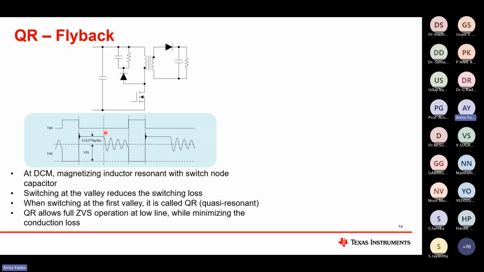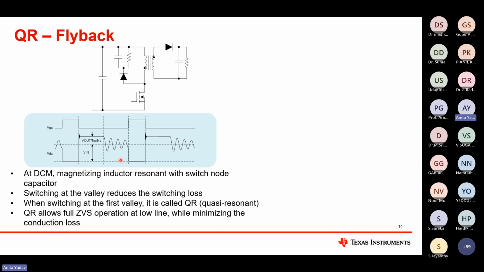At DCM, at this point, the magnetizing inductor resonates with the switch node cap. Basically, talking about this valley, switching at the valley reduces the switching losses. What happens is the on time is, let's say, fixed, and if I switch in the first valley, my total time reduces, which means I'm operating at a very high frequency. Further, if I go to the second valley, off time increases and switching frequency reduces. So the higher the valley number, the converter ends up operating at a lower switching frequency.